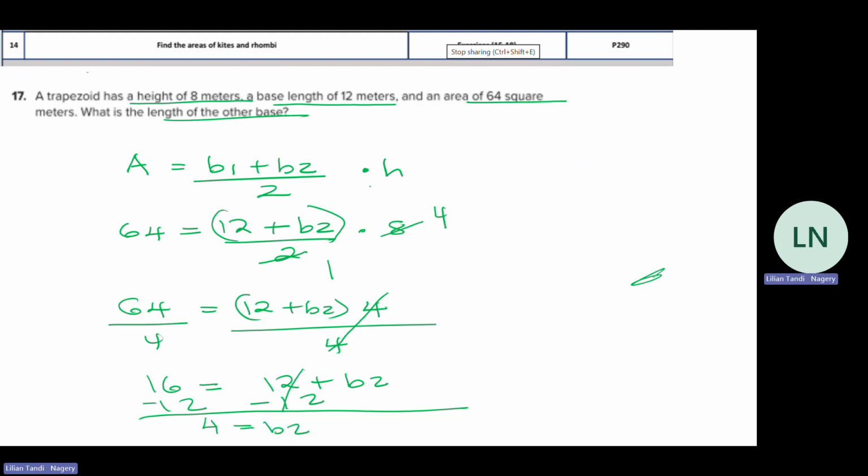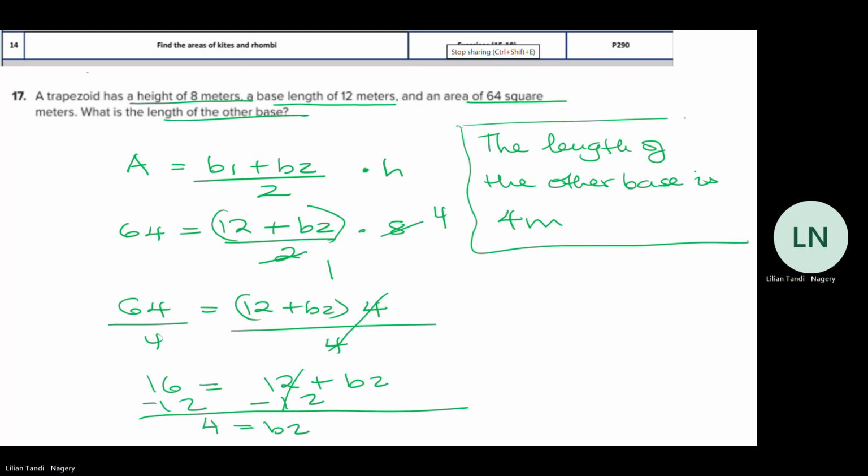So 4 meters. What is the length of the other base? The length of the other base is 4 meters. And you box your answer, just like that.